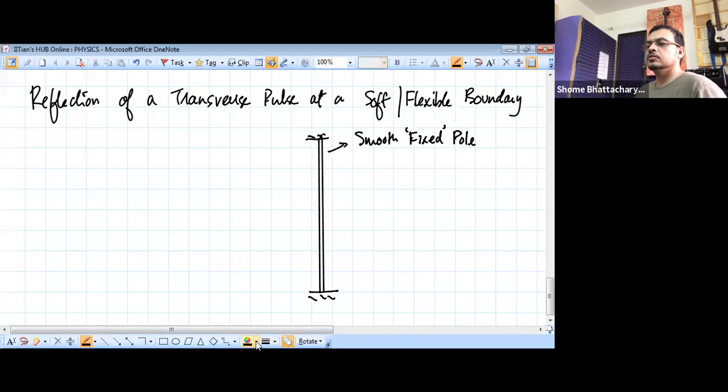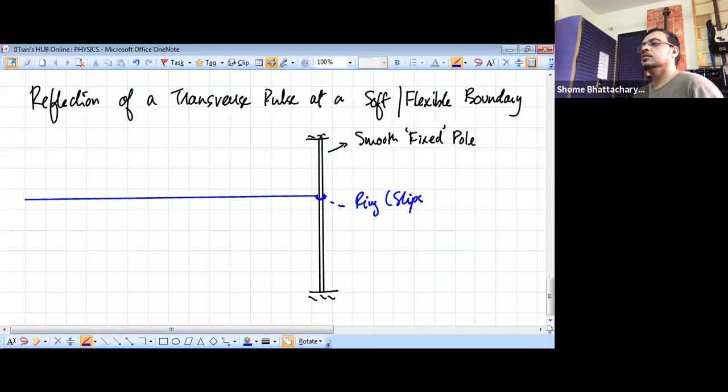And we have a long string which is at the end attached to a ring like this. This is a ring that can slip freely on the pole. And this is a stretched spring, tension T, linear mass density U like this.